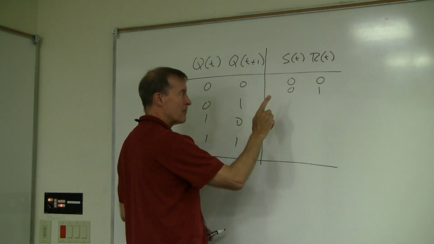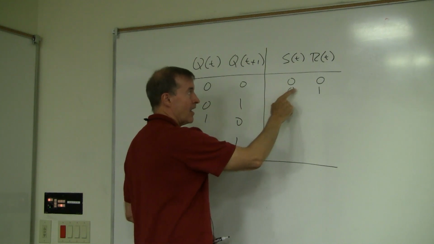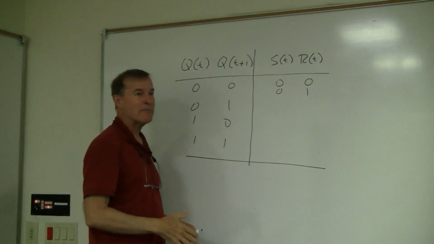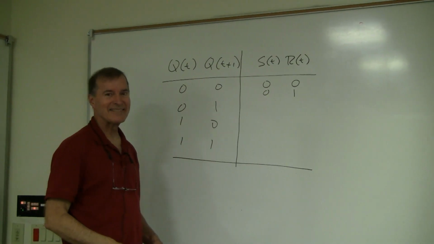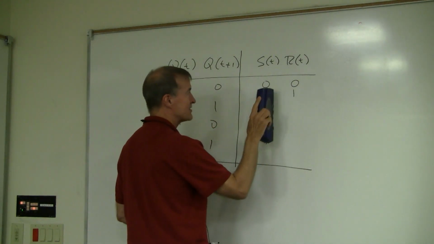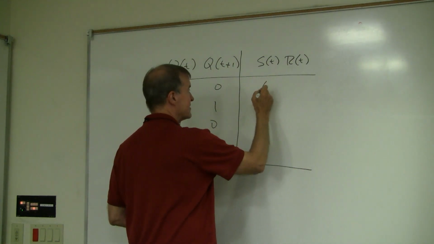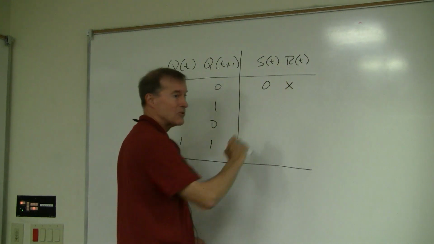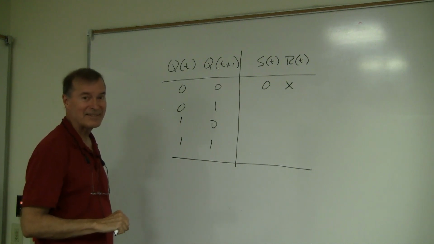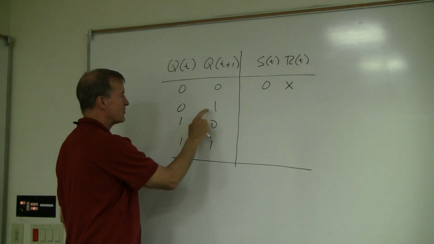So look, what do we know about this? S must be 0. R could be either 0 or 1. That means we don't care. But we know how don't care conditions work, right? So 0, 0 or 0, 1 is another way to write 0x. And now we can use our don't care condition like we've been doing with our Karnaugh maps, which we will do. Are you with me? Now, how can you make a transition from 0 to 1?